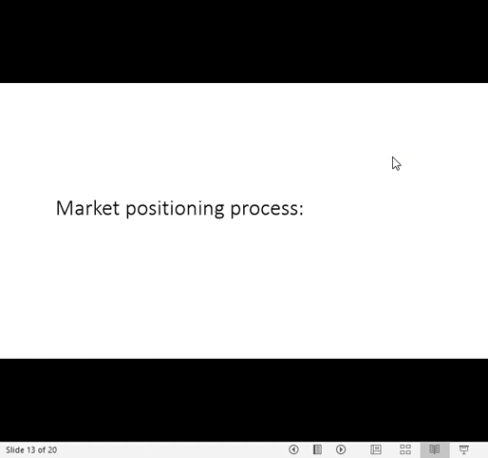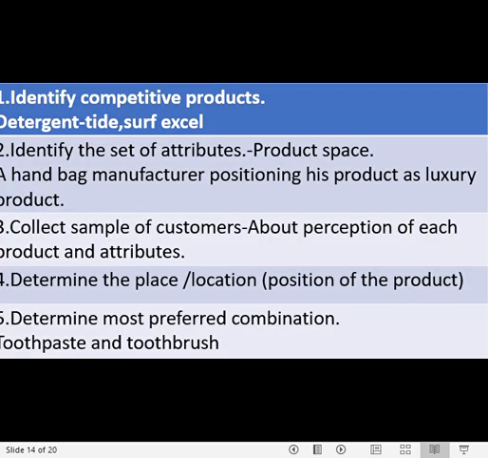So let us move to the market positioning process. There are 7 steps of market positioning. The first one is identify competitive products. Who are the competitors in my market? For example, if I want to get a detergent, my competitor might be Tide, it might be Surf Excel. So based on the competitors, I am going to choose any one product. That is called market positioning.